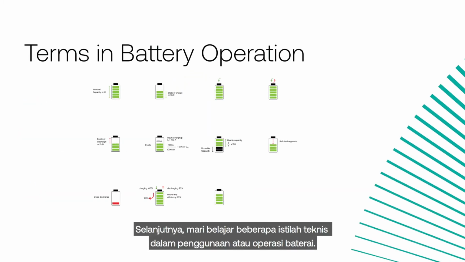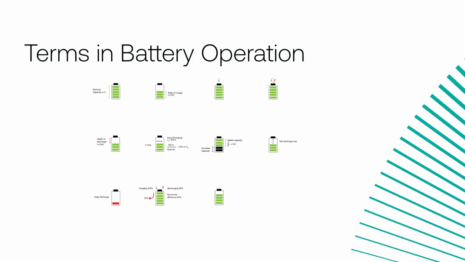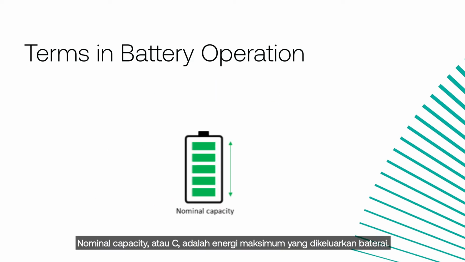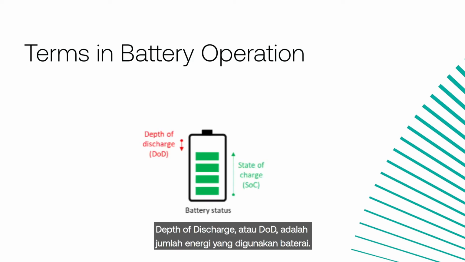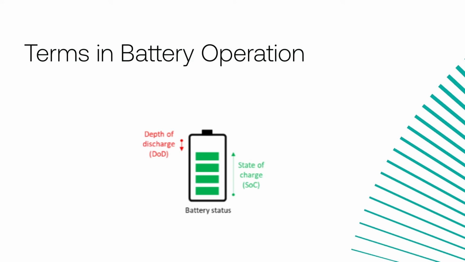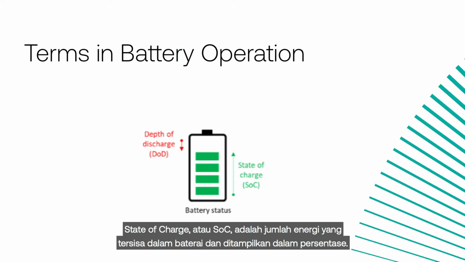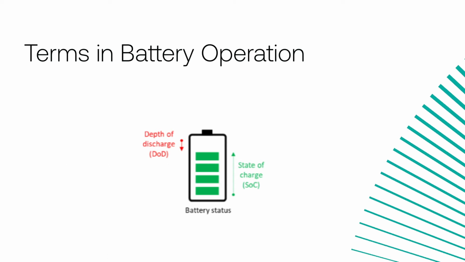Next, let us learn some technical terms when using or operating battery. Nominal capacity, or C, is maximum energy that can be discharged from battery. Its unit is ampere hour. Depth of discharge, or DOD, is the amount of energy used by battery. State of charge, or SOC, defines the amount of remaining energy in battery and is shown in percentage.